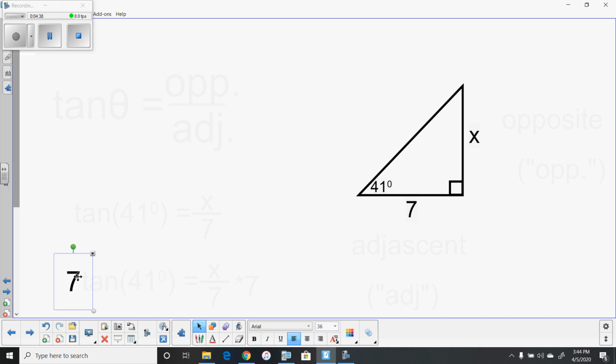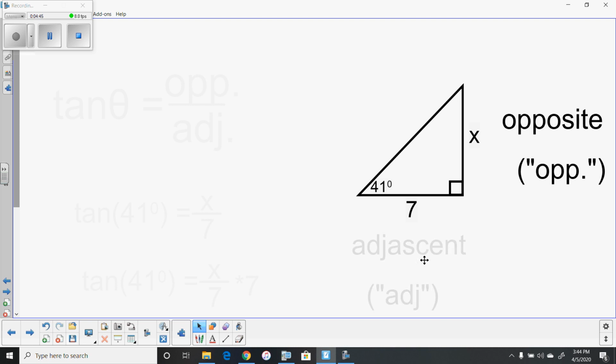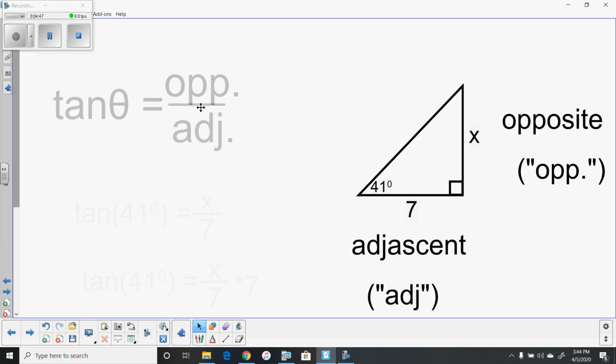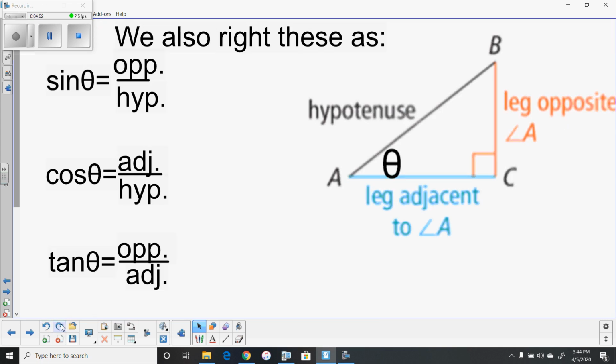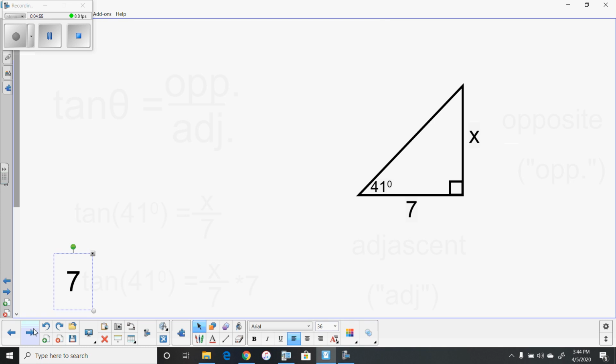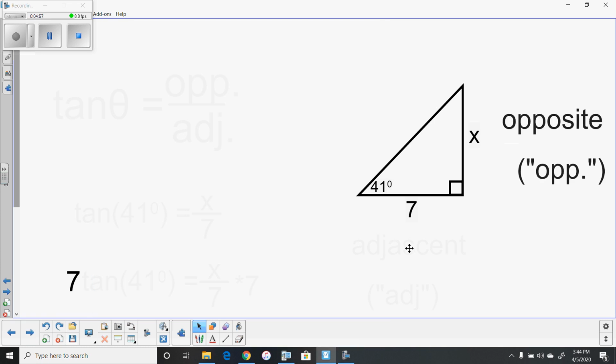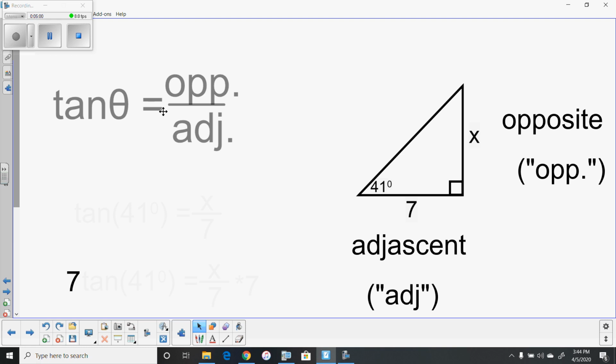Okay, I don't know what that 1.7's doing there. So, again, we've got the opposite side is what we want to find. We know the adjacent side. We've got the opposite. We've got the adjacent. So we're going to use tangent. Tangent equals opposite over adjacent. So I plug in for theta, 41 degrees. I plug in for the opposite, x. And I plug in for the adjacent, 7.